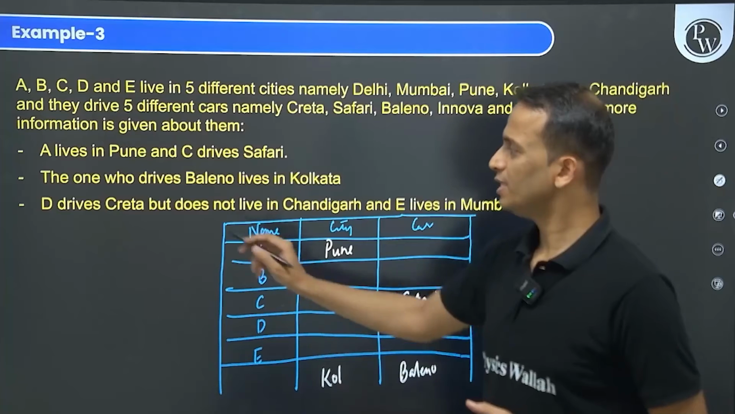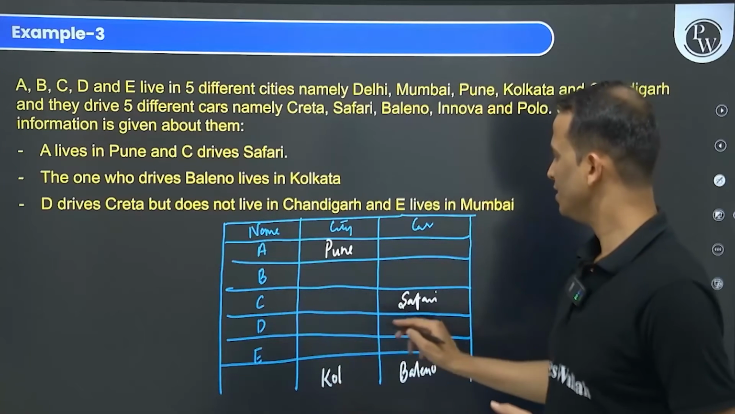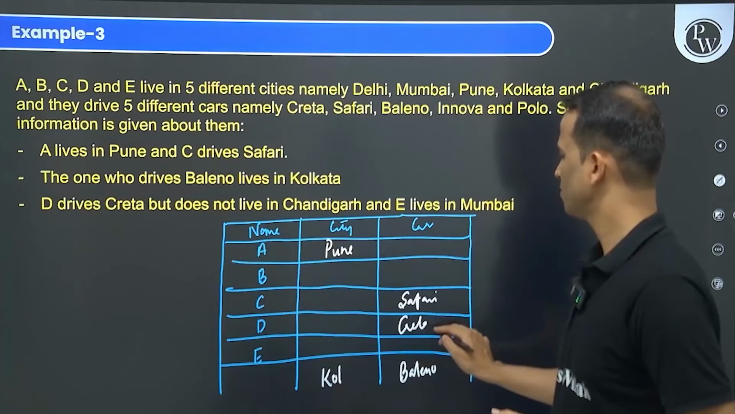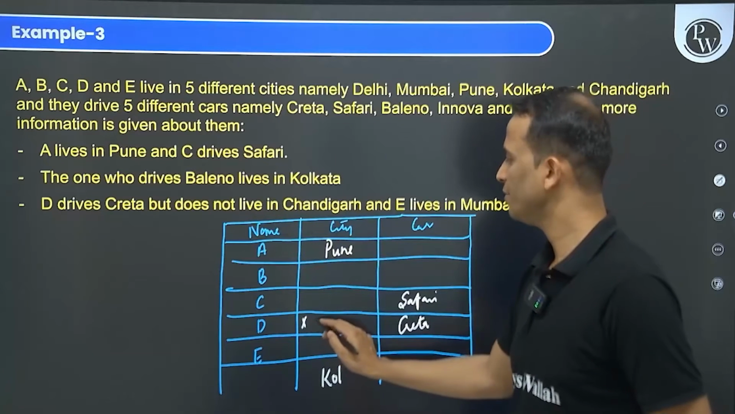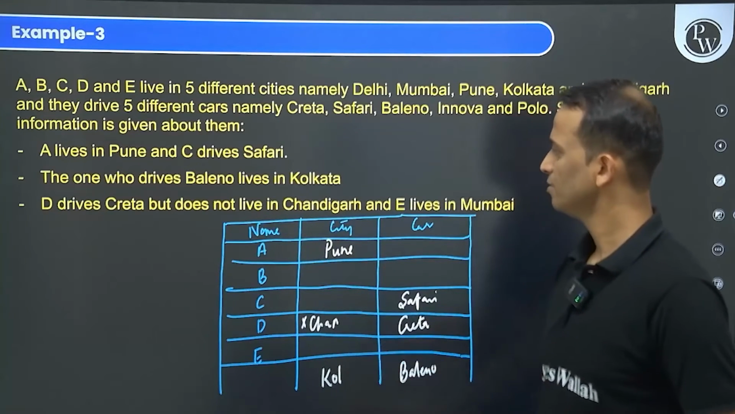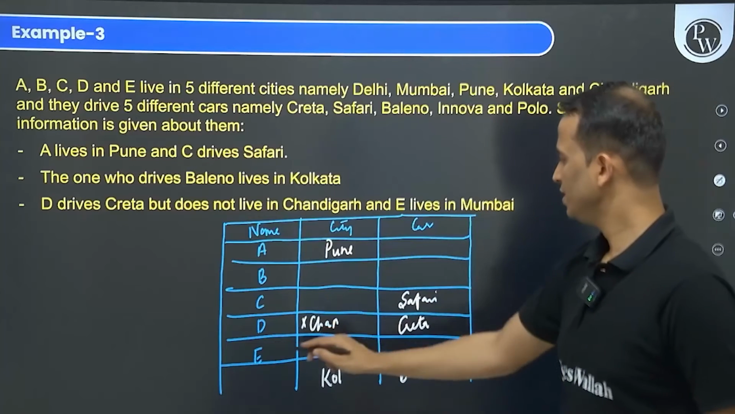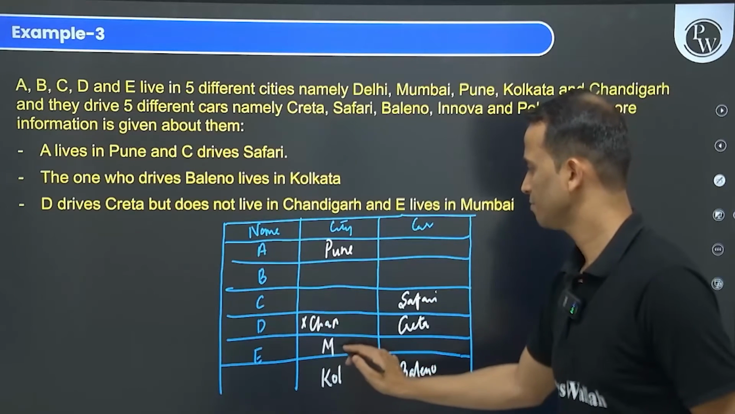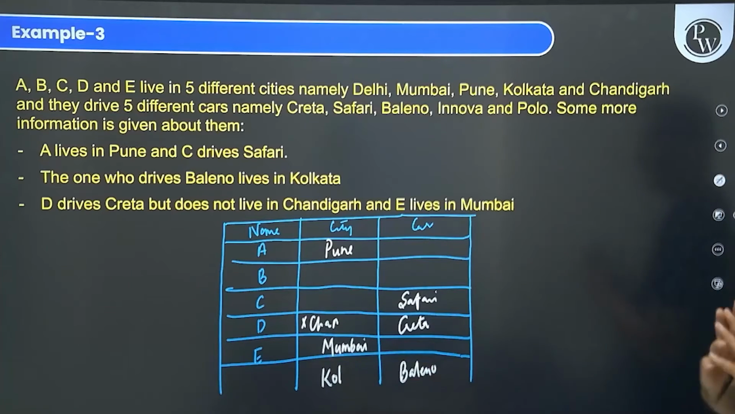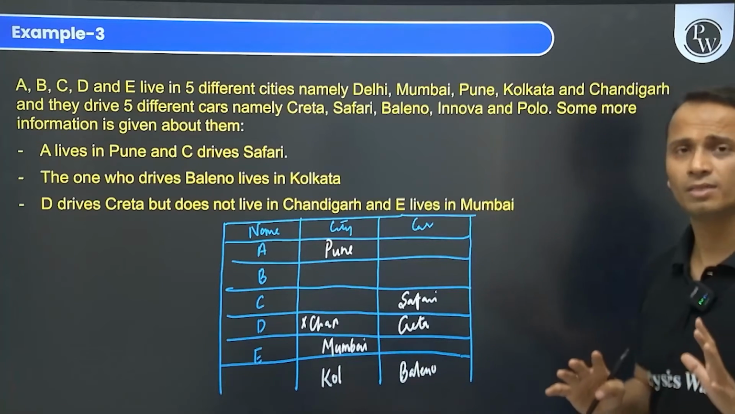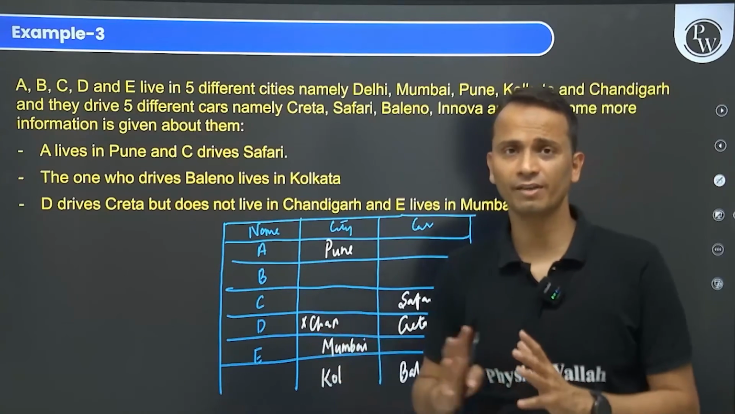नेक्स्ट स्टेटमेंट, डी ड्राइव्स क्रेटा, ऑलराइट, बट डज नॉट लिव इन चंडीगढ़. ये चंडीगढ़ में नहीं रहता. And E lives in Mumbai. All right. Now that's it. This is the total number of conditions that are given to us.